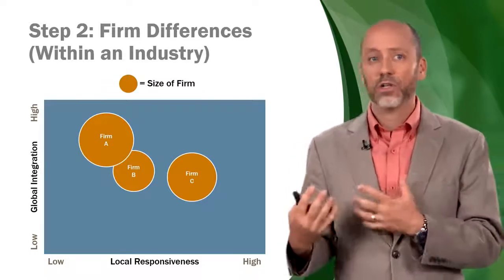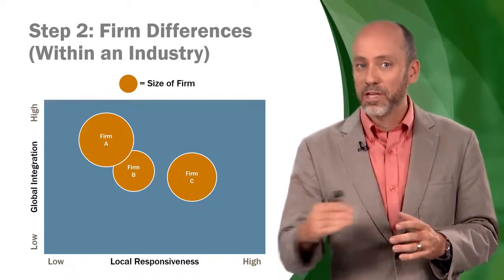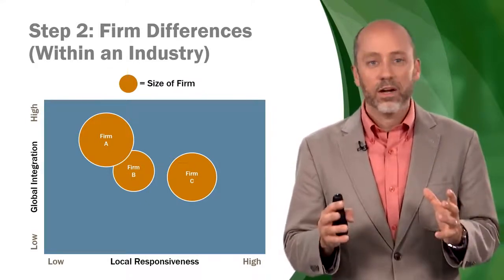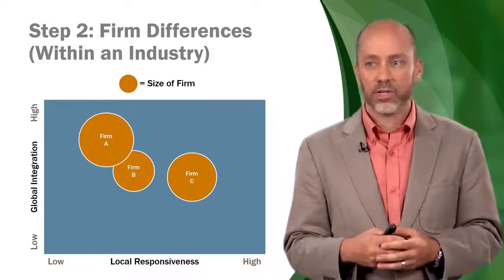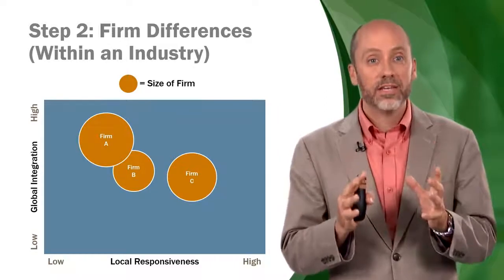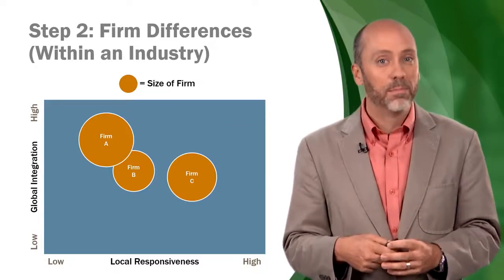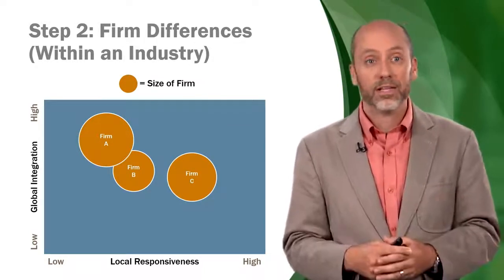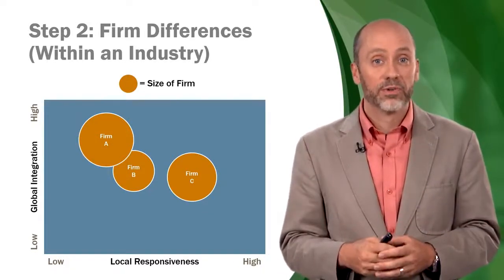So this chart or graph looks similar to the one I showed a moment ago, and the axes are the same. Local responsiveness on the horizontal axis, global integration on the vertical axis. But here, we're going to focus on one particular industry. So let's take aircraft manufacturing or agriculture or consulting, whatever it is. You've now zeroed in on that industry, but of course within that industry, firms can differ in the way that they approach competing within that industry. So you may have decided based on step one that there's a high premium on, say, global integration in your particular industry or market segment.